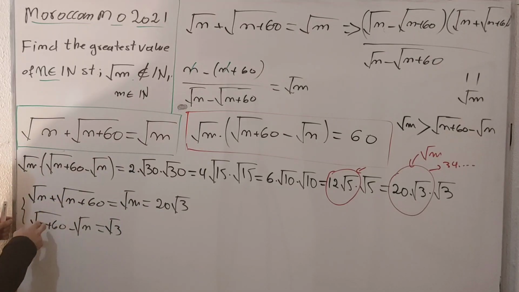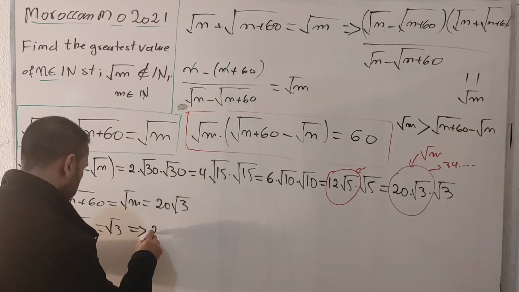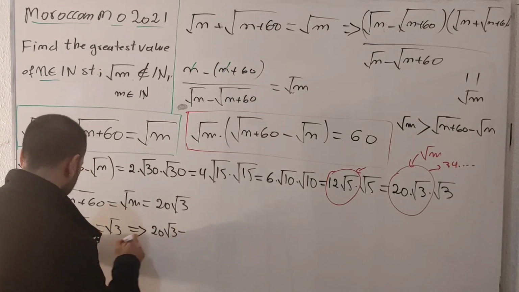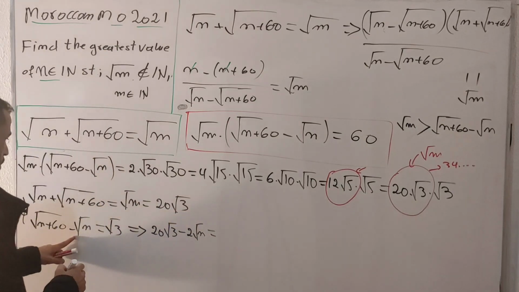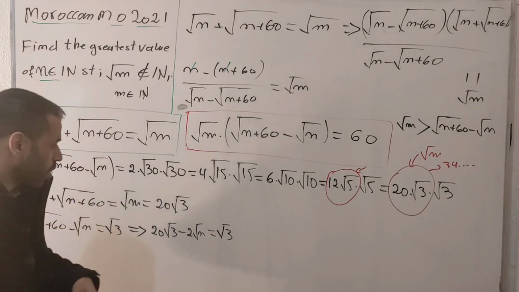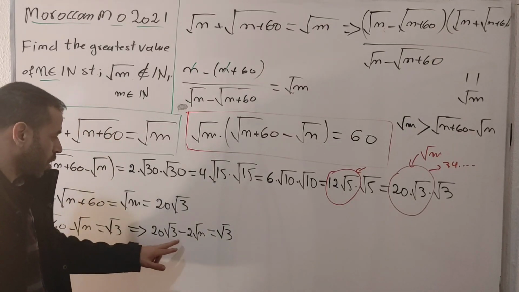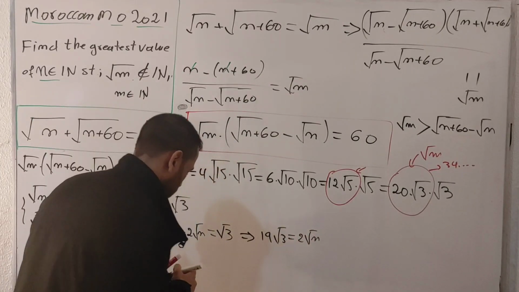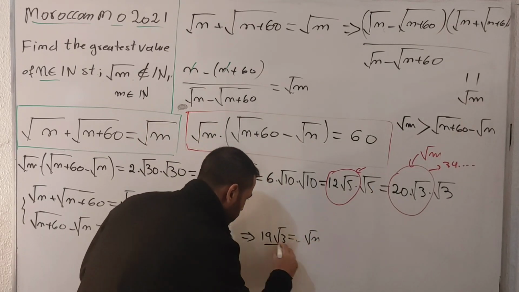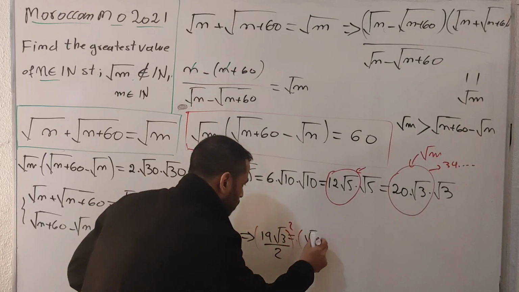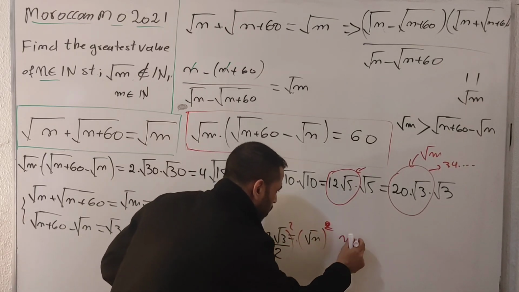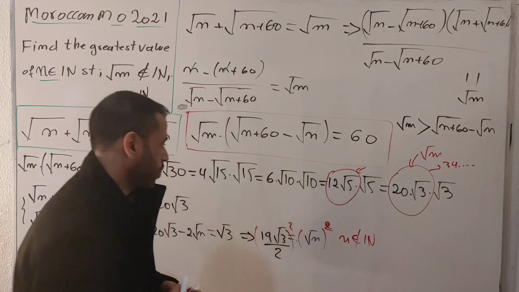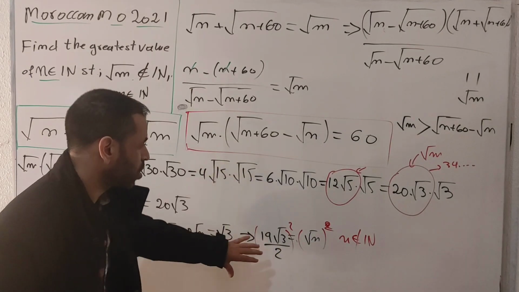By making the combination between first and second equation, I'm going to take this value and insert it in the second equation. By doing that, I will have this term equals this term minus square root of n. In other words, I will have 20 square root of 3 minus 2 times square root of n equals square root of 3. By moving over this square root of 3 to the left and this term to the right, I will get 19 square root of 3 equals 2 square root of n. Then I'm going to divide both sides by 2. If you square both sides, you will get n not an integer, because we have a fraction here. This one is ruled out of this possibility.